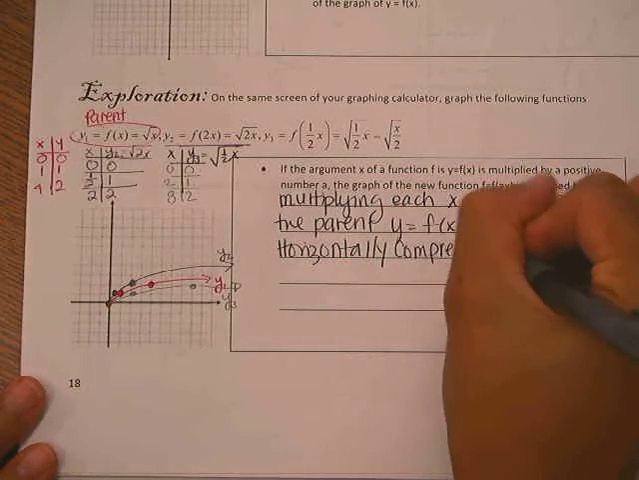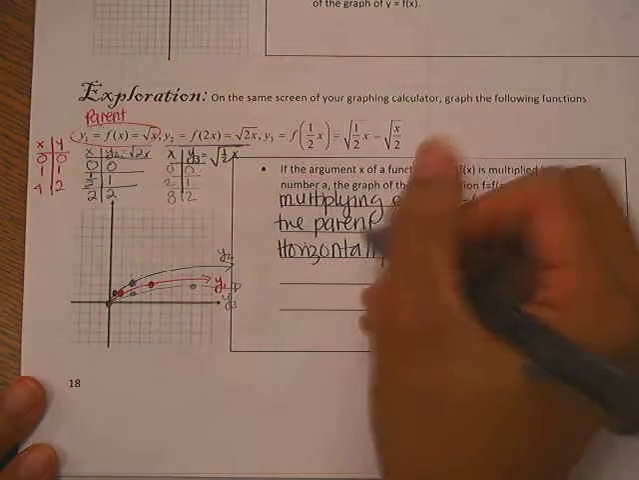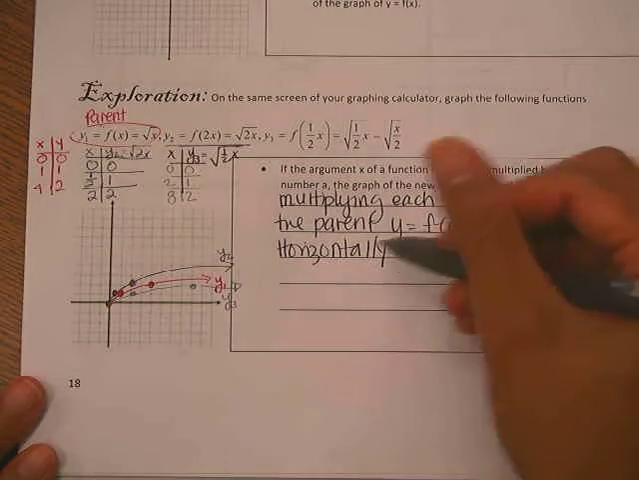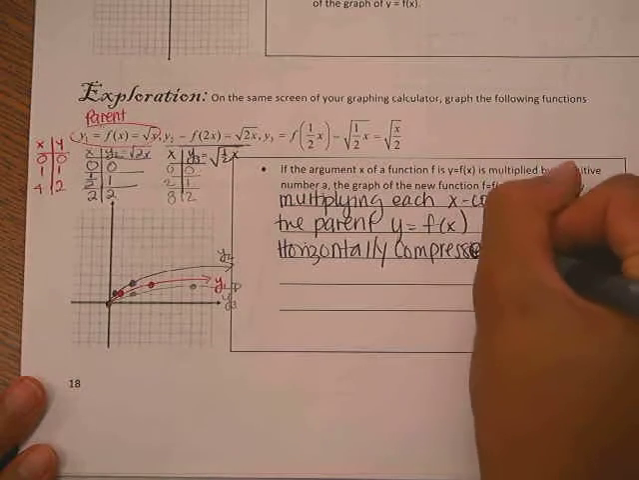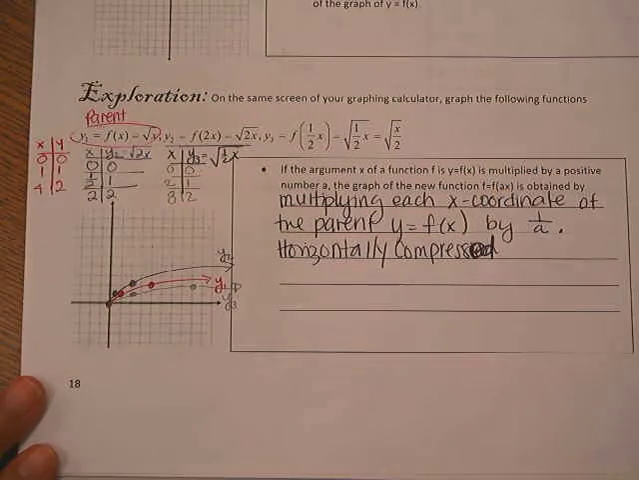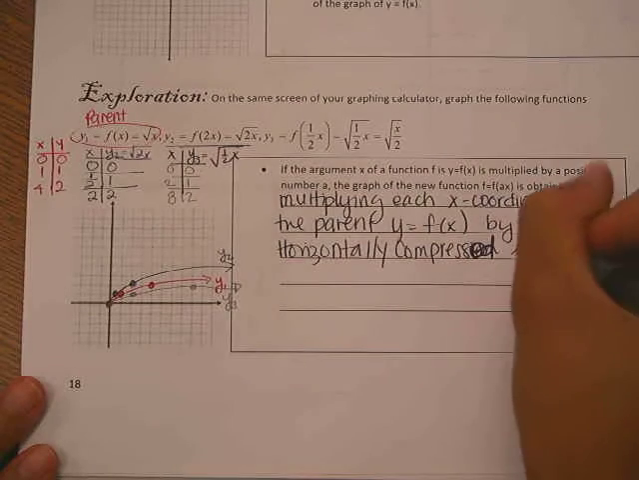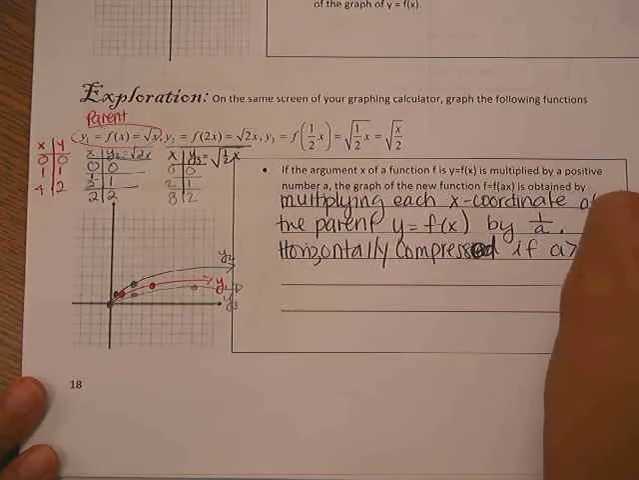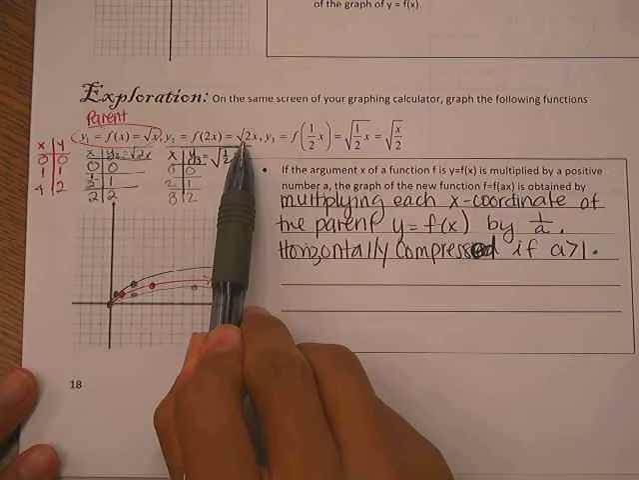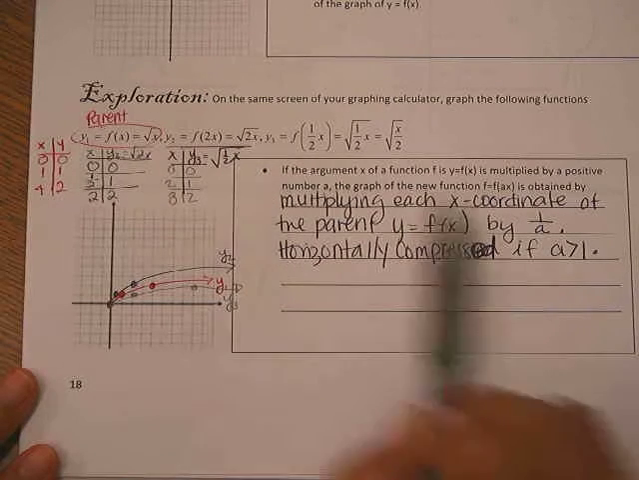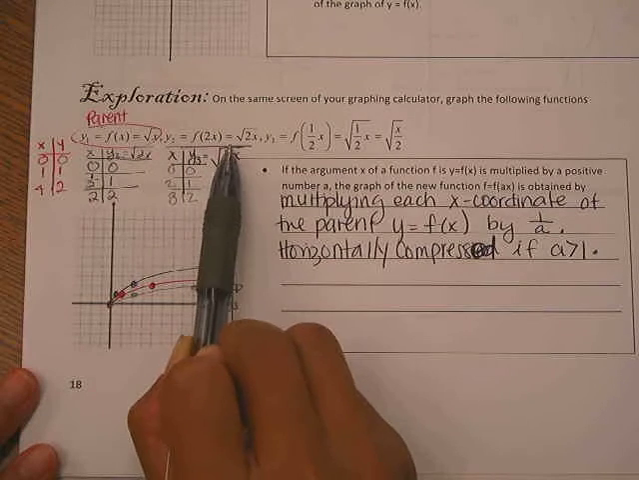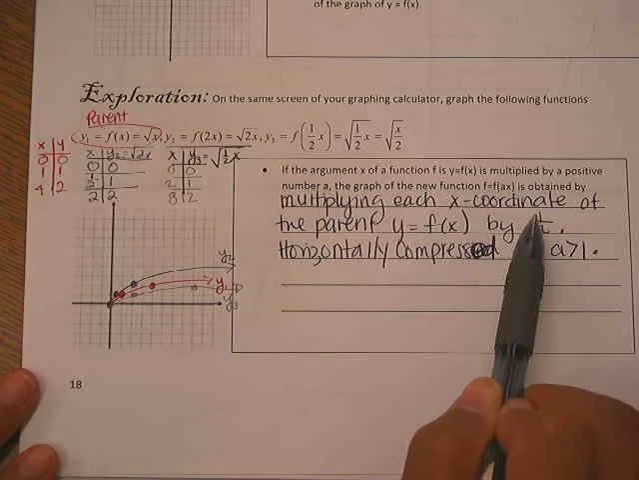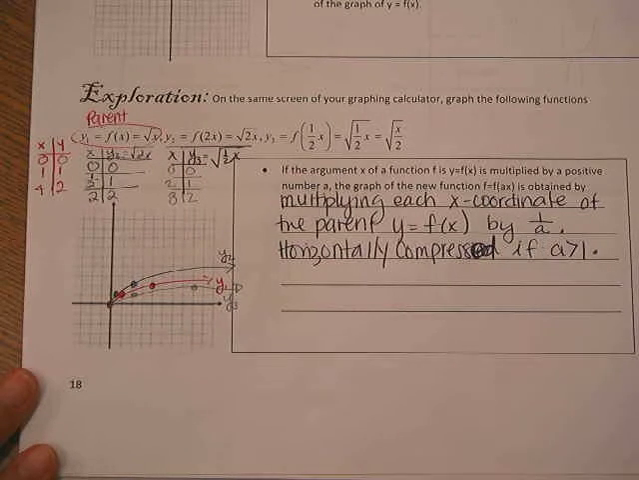Let's write compressed with the ed. We call it horizontally compressed if a is greater than 1. Okay, so over here, a is 2. That means it's bigger than 1. So this would be horizontally compressed by a factor of 1 over 2, which is by a half.